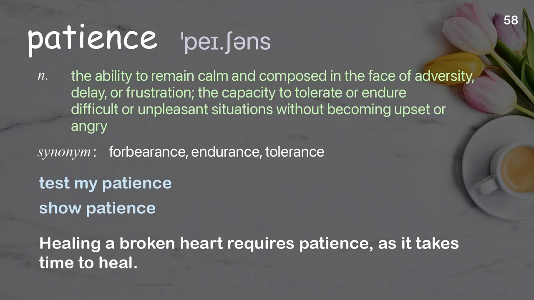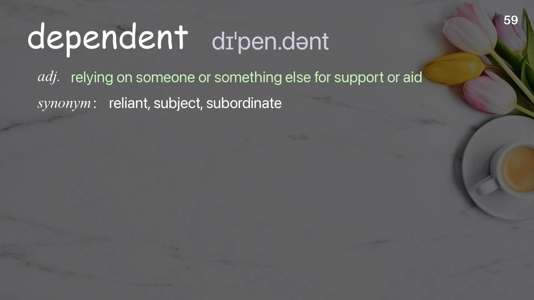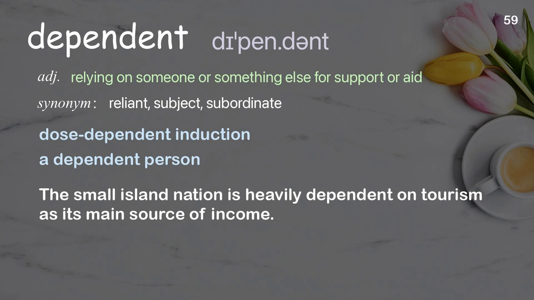Dependent. Relying on someone or something else for support or aid. Examples: dose-dependent induction. A dependent person. The small island nation is heavily dependent on tourism as its main source of income.